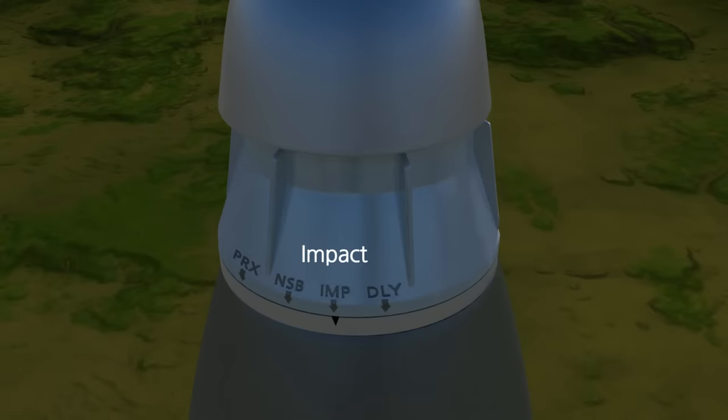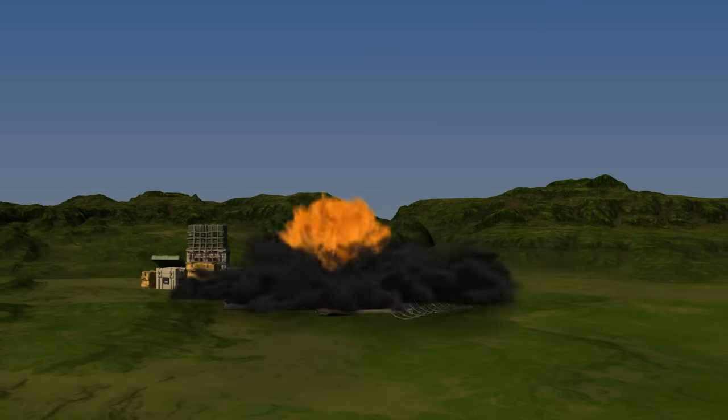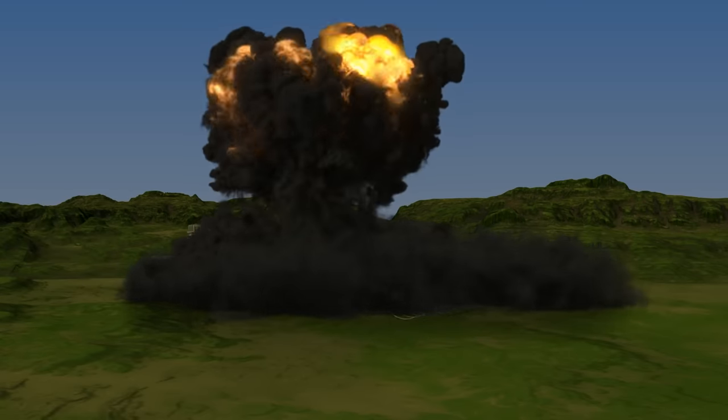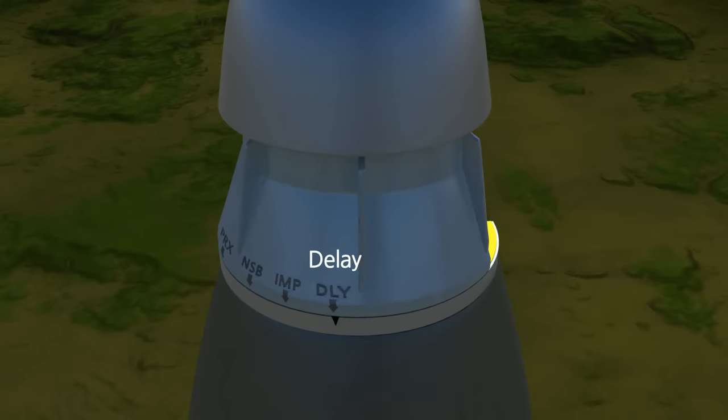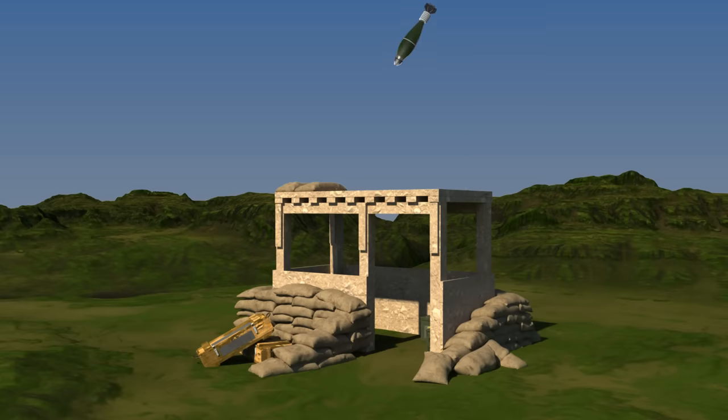The IMP stands for impact, and this impact fuse operates when it hits the target. Lastly, the DLY stands for delay, and it operates within 0.5 seconds after the impact.